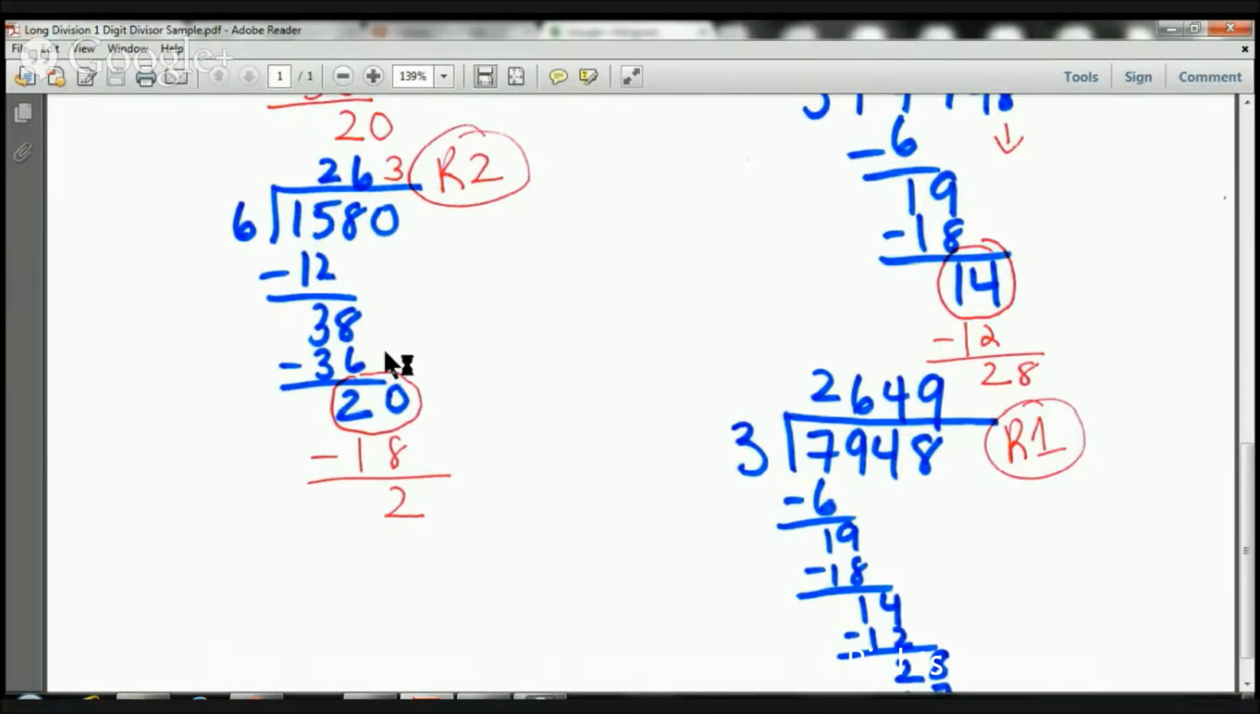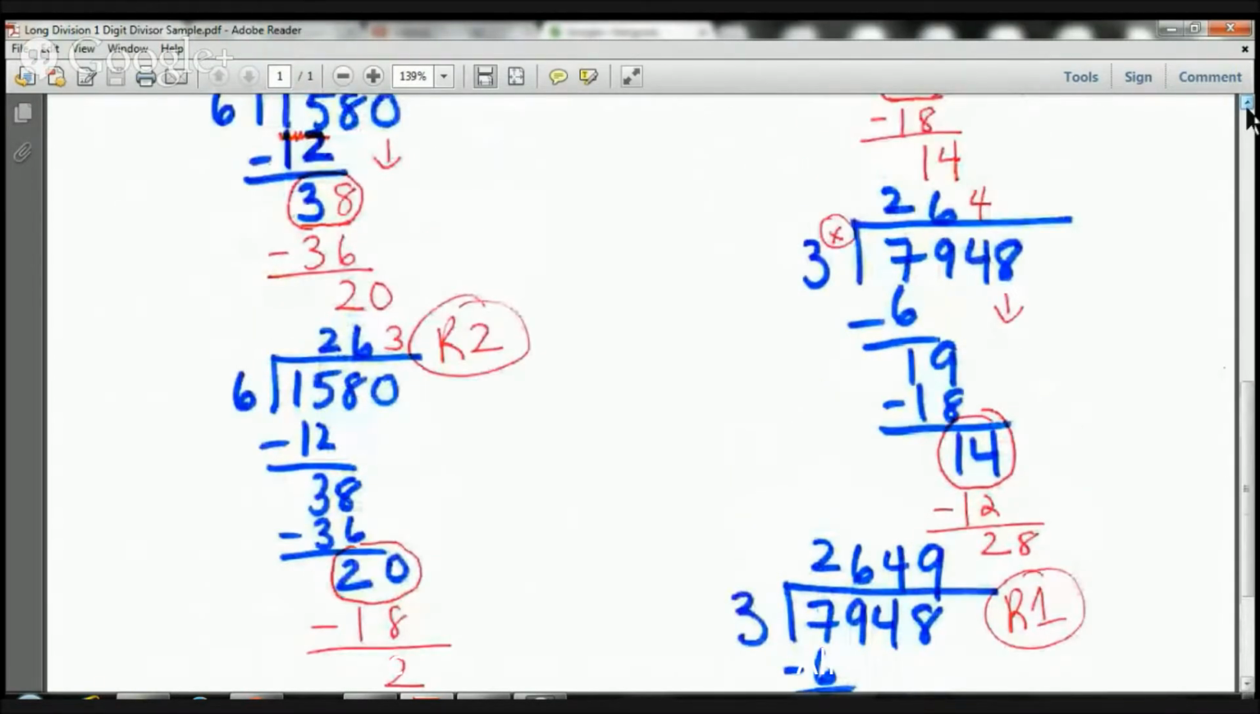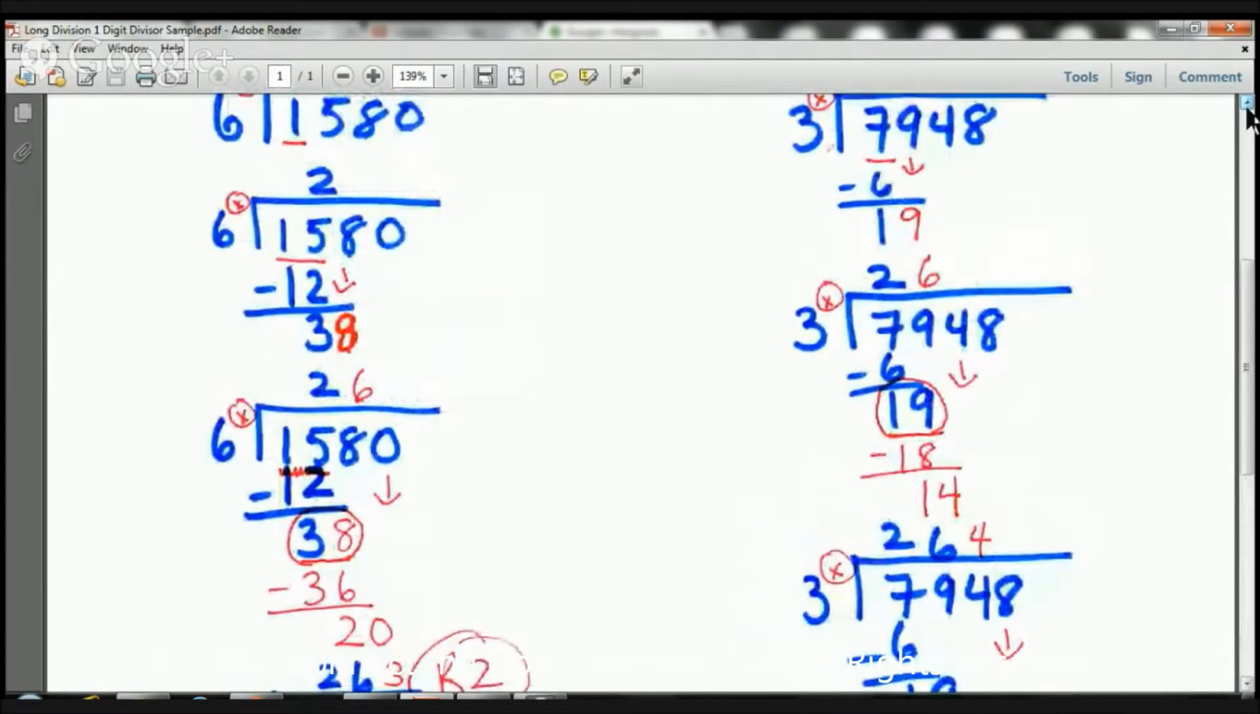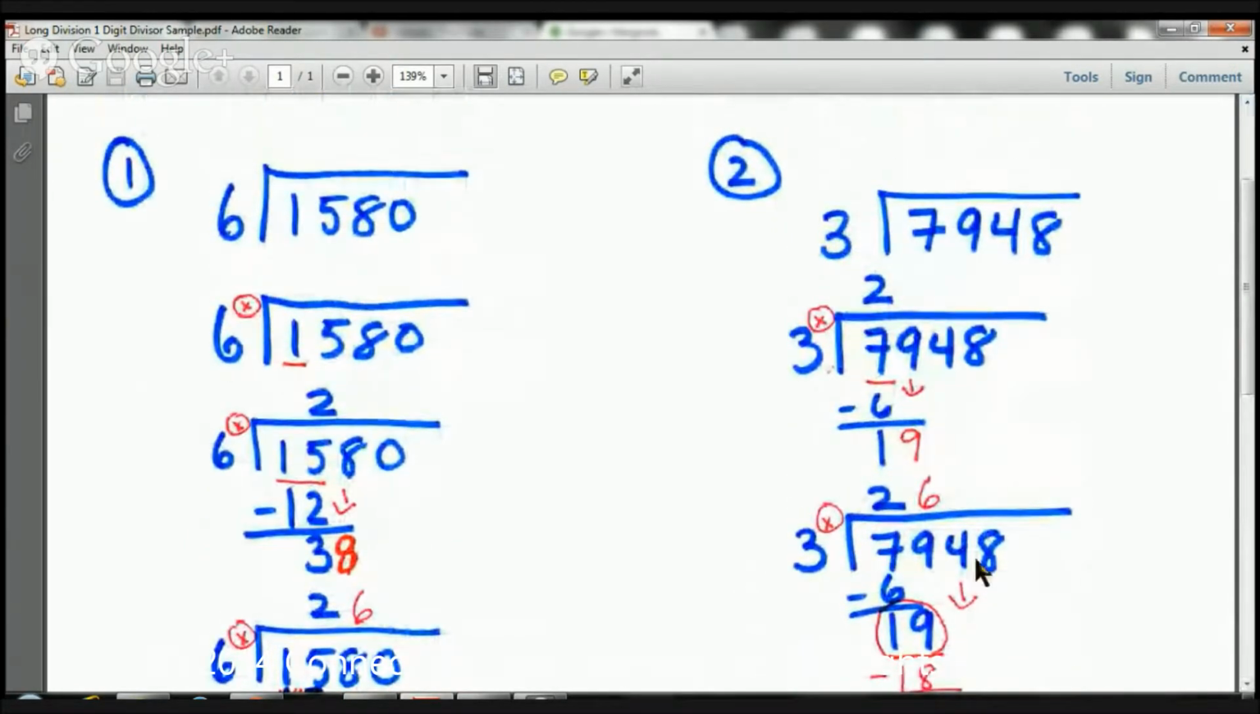So the answer is going to be 263 remainder 2. What's left over? 2. That's my remainder. So the answer is 263 remainder 2. Awesome, boys and girls. Step by step, and remember, you're more than welcome to watch this video as often as you need to, okay? Now let's take a look at the sample on the right.